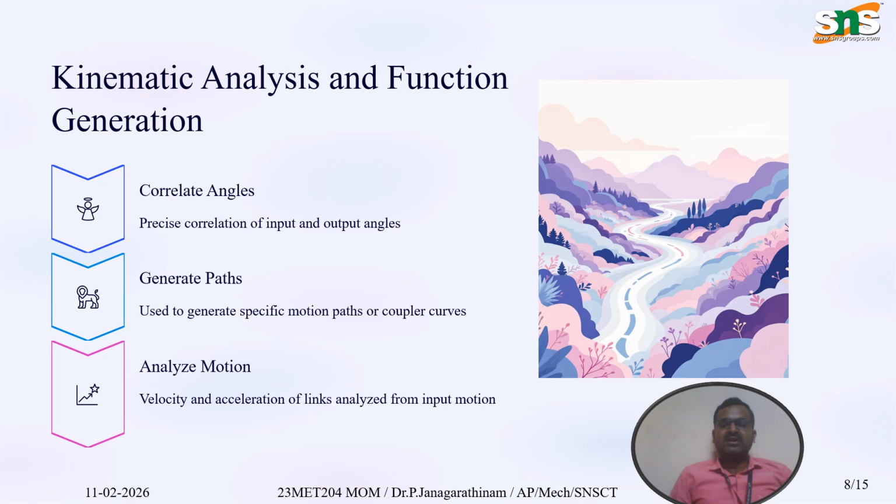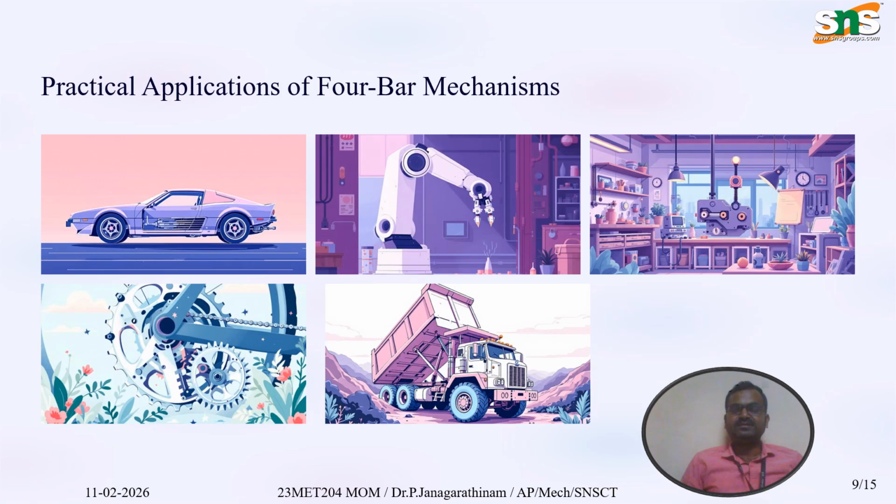Based on this analysis, we construct the velocity and acceleration diagrams. Velocity is the rate of change of displacement with respect to time, and acceleration is the rate of change of velocity with respect to time. First we construct the free body diagram or space diagram. From that space diagram we construct the velocity and acceleration diagrams, and from those we find any required velocity or acceleration.